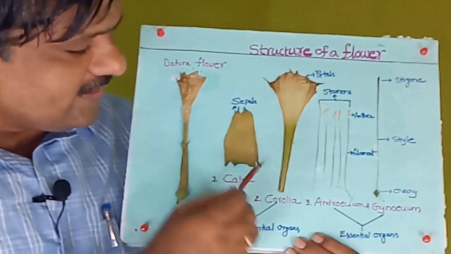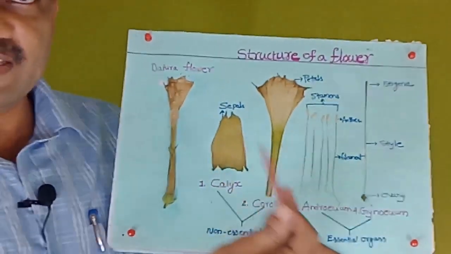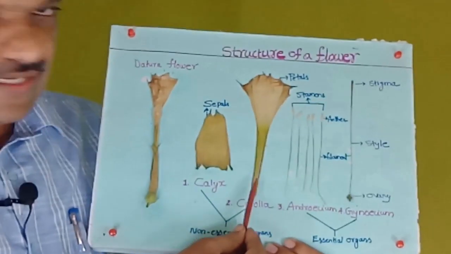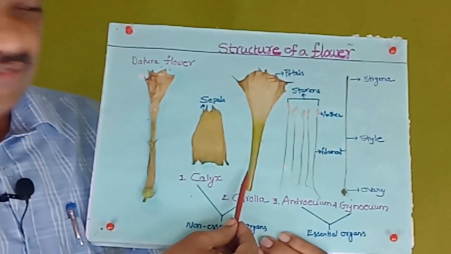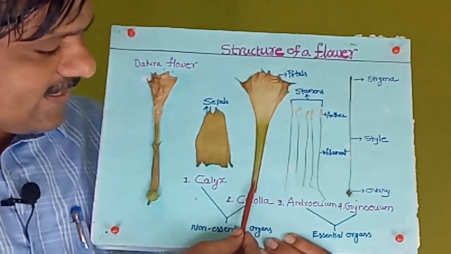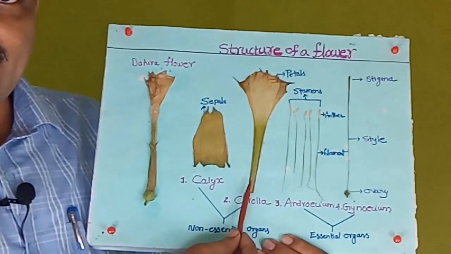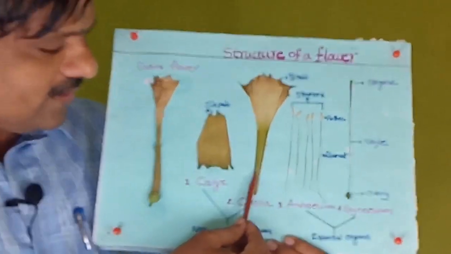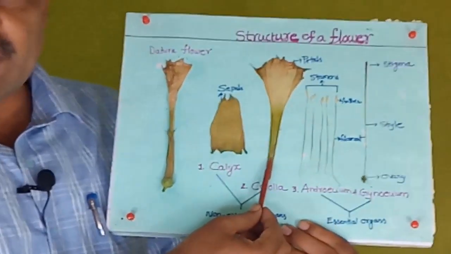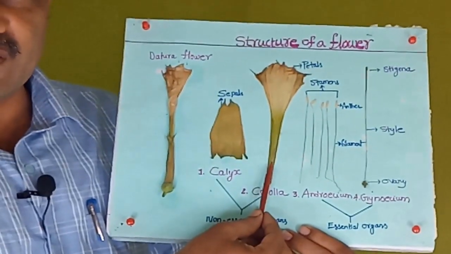And the corolla will be in different colors in different flowers. Based on the corolla color only, most of the butterflies, insects and bees are attracted towards the flowers, and they will be helpful in the pollination process.